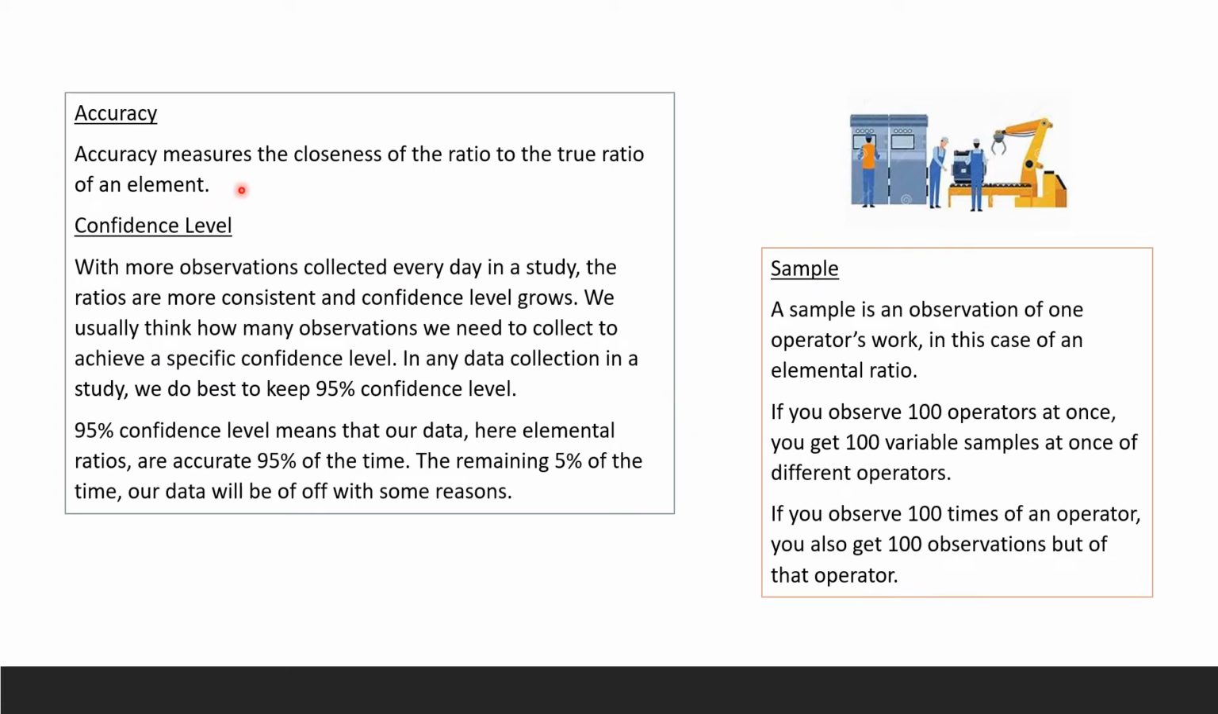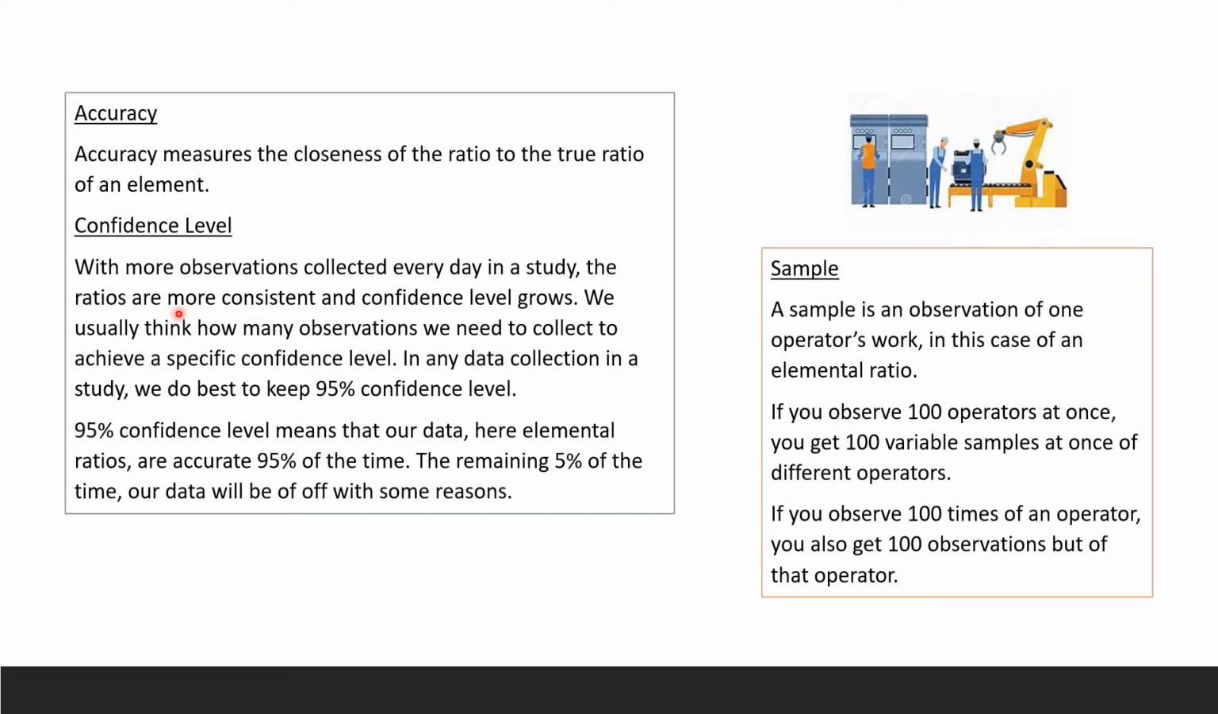So accuracy is nothing but, in an operation we met on, this measures the closeness of the ratio to the true ratio of an element. Okay, so every time we think about accuracy, you're always comparing your data to a standard. So here it's the same thing: you are looking at your data, which is your ratio in this case, and how close that is to a true ratio. So this is your standard, okay? You're looking at your data, which is your ratio, against standard data, which is your true ratio of an element. And that is how you determine your accuracy.